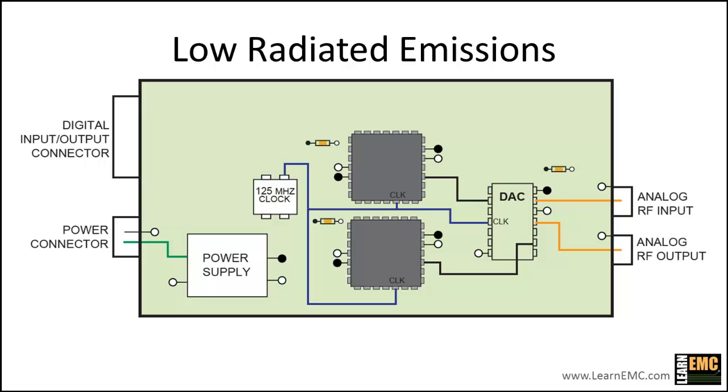Looking at this board, it's pretty clear that there's no way to rearrange the layout so that the high-speed circuitry is not between the connectors unless we move the connectors. With respect to radiated emissions, this original placement of connectors on opposite sides of the board actually represents a very poor design.